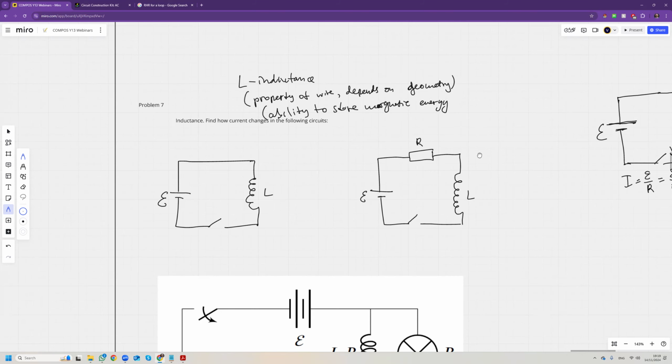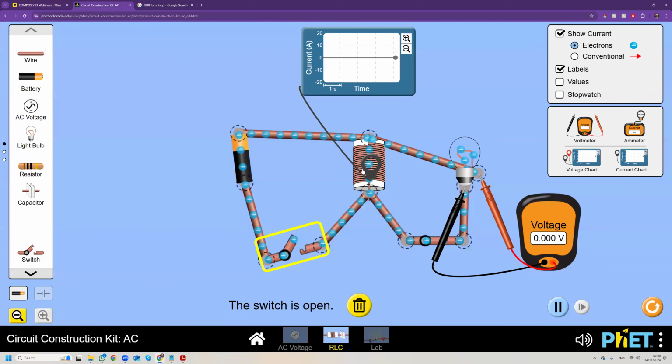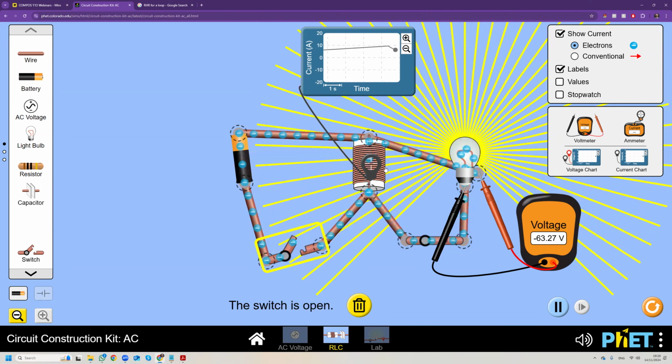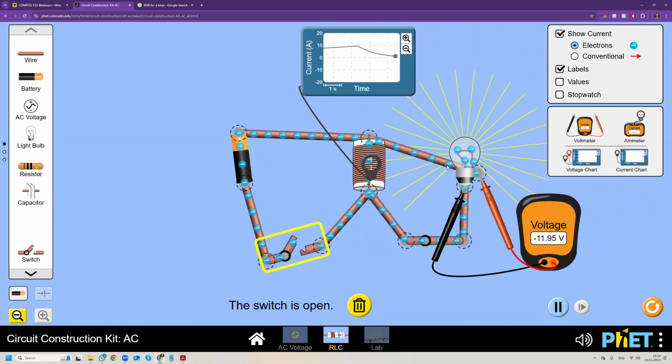And that's what's going on here. This coil is a storage of magnetic energy. And when you close the loop, it is absorbing more and more energy. And when you open the switch, this energy is released through the lamp. So it builds up energy. It's like a capacitor for magnetic energy.